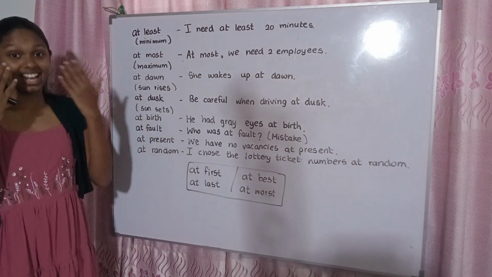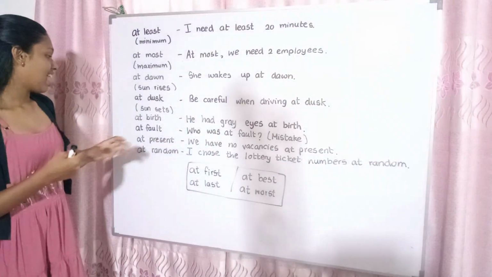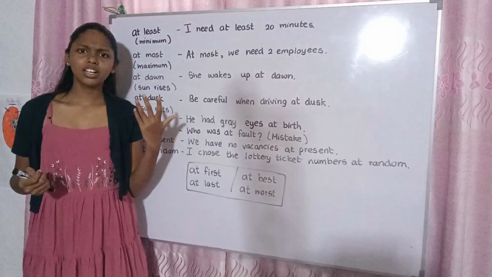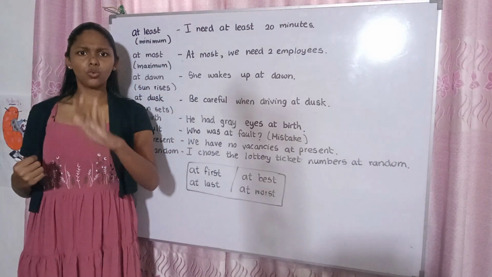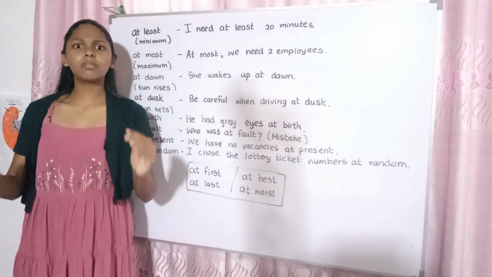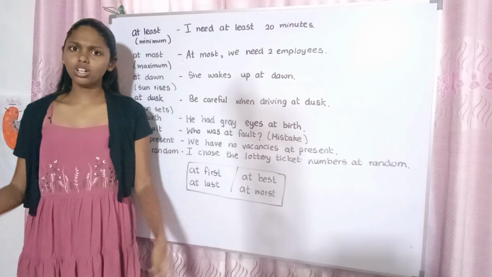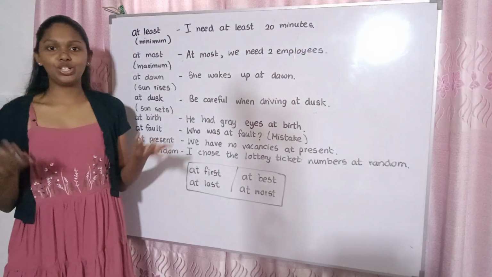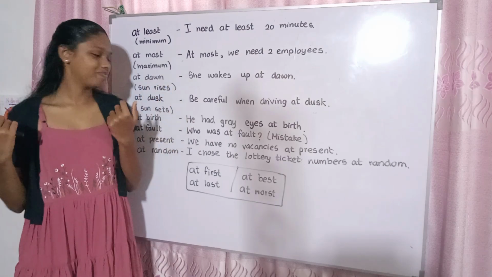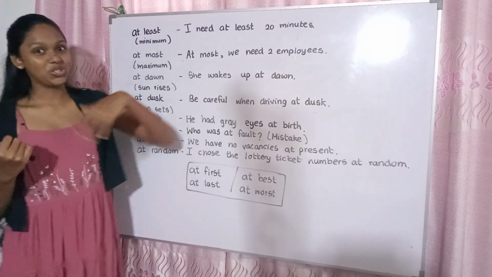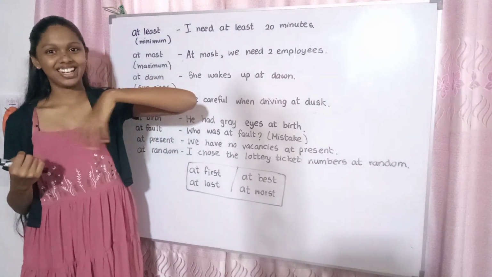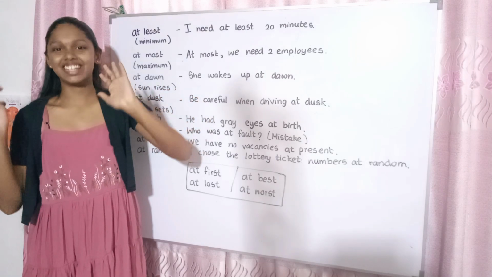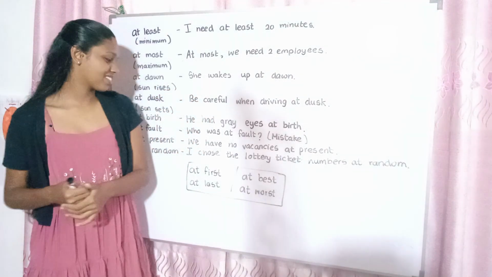At birth, he had grey eyes at birth. When he was born, he had grey eyes. At fault, who was at fault? When this incident was happening, who was the person responsible for this mistake? Who was at fault? At present, now. We don't have any vacancies now. At random, you choose something randomly and it is unbelievable when you choose a ticket randomly.